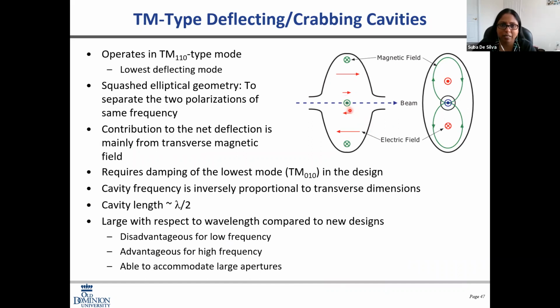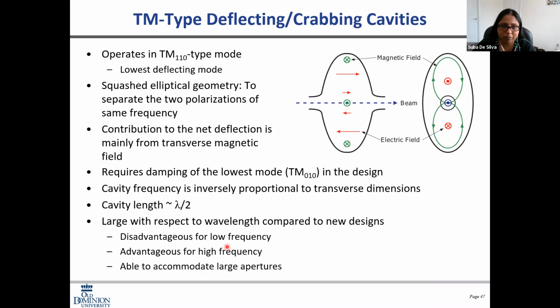So looking at the field profile, I said these cavities can be TM, TE, or TEM. First, let's look at the TM type. Here, the contribution to the deflection is coming from this transverse magnetic field. So you have the magnetic field coming out of the plane, and with the V cross B, it gives a kick in the transverse direction so that you can use it as a deflecting or crabbing cavity.